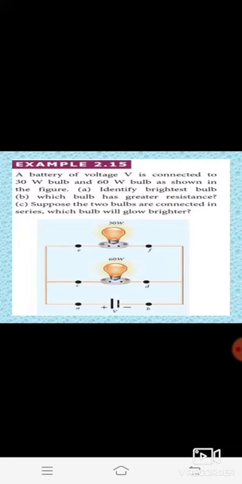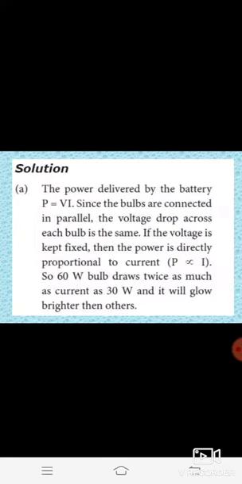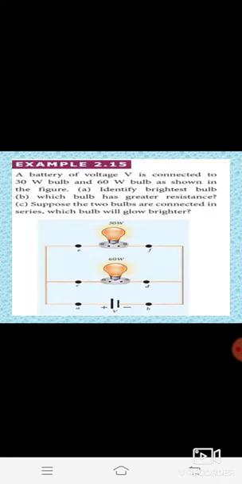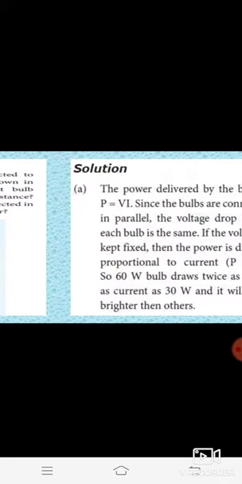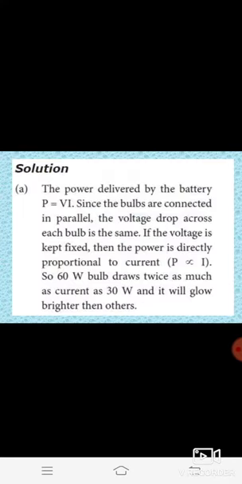First we take the power delivered by the battery, P is equal to V and I. We need to calculate the first option, A, identify the brightest bulb. Since the bulbs are connected in parallel, the voltage drop across each bulb is the same. If the voltage is kept fixed, then the power is directly proportional to the current.